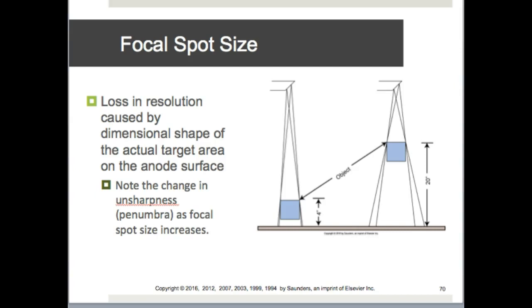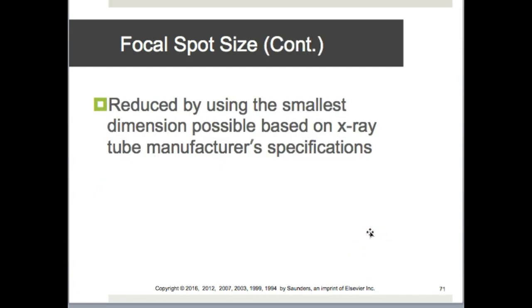So, loss of resolution by dimensional shape of the actual target area on the anode surface. So we have, it's called penumbra, so changes in unsharpness as the focal spot size increases. So this is your penumbra here. So this middle area is umbra, and you have penumbra. So the larger the focal spot size, the larger the penumbra. So it's geometric unsharpness at the edges of your image.